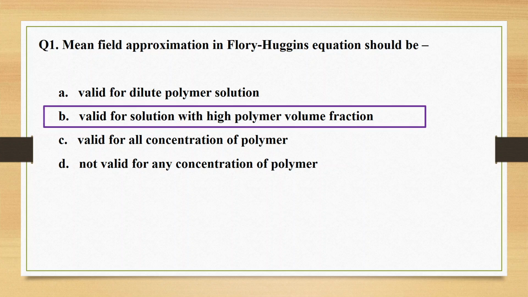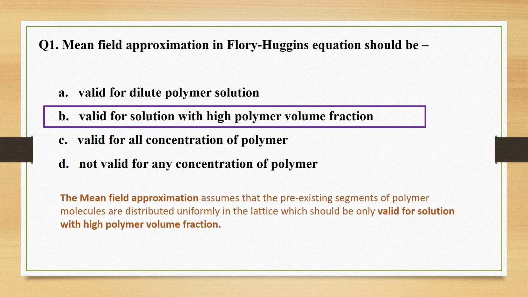So yes, the correct answer was B, because the mean field approximation states that the segments of the polymer should be uniformly distributed in the lattice. Okay. So that can only happen. The uniform distribution can only happen when the solution is high with the polymer volume fraction, right? Only in that case you can distribute it equally.